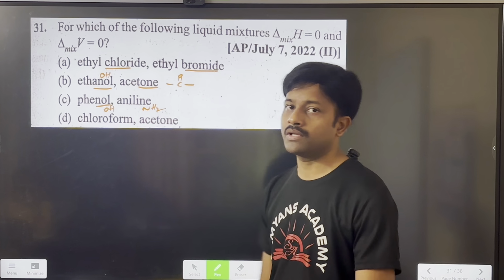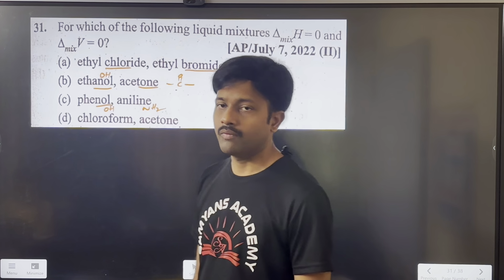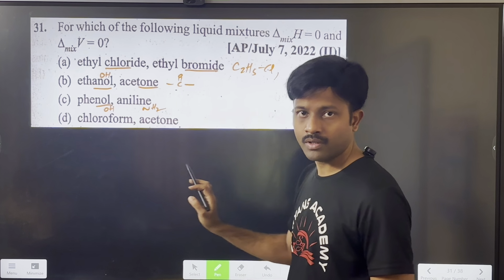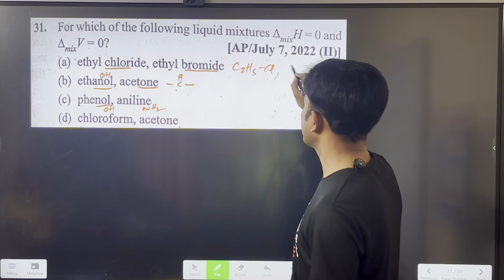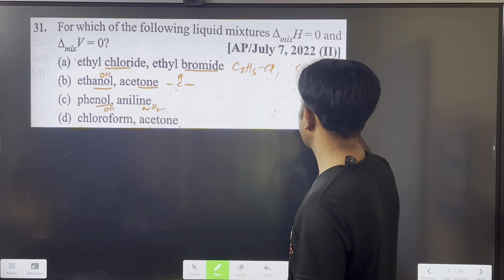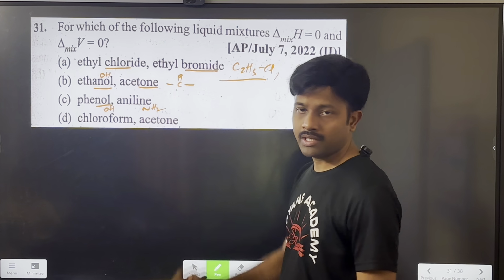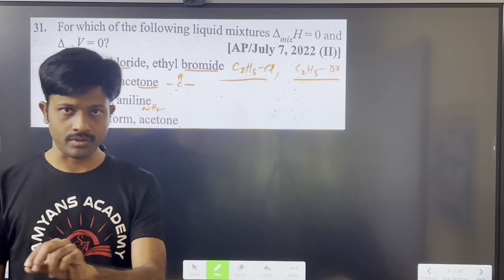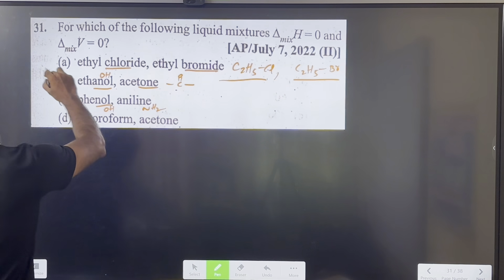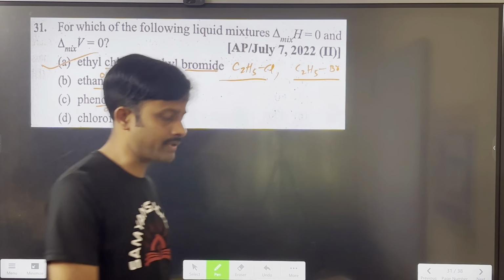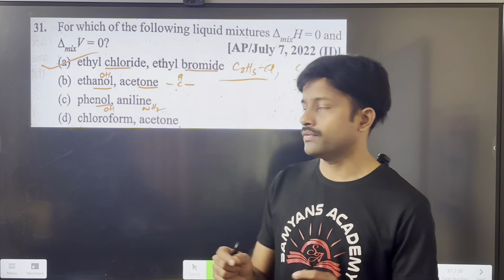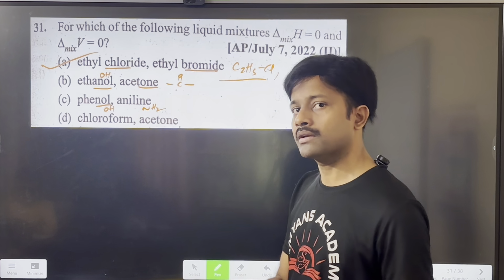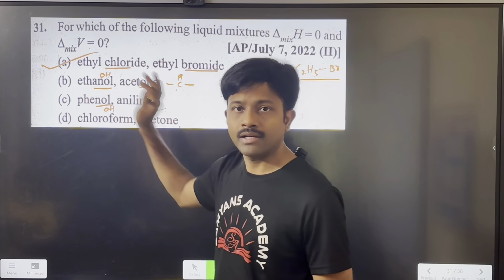So in which option are the similar functional groups there? In the first option. What is that? Ethyl chloride, C2H5Cl. This is a halo compound, right? Functional group is halogen. And ethyl bromide, and these two are similar in nature. The solvents which are similar in nature form an ideal solution. Right? Your answer is A. Remember like this. To find out the ideal solution, you see if the compounds have the same functional groups or not. If they have the same functional group, we can consider that they will form the ideal solution.